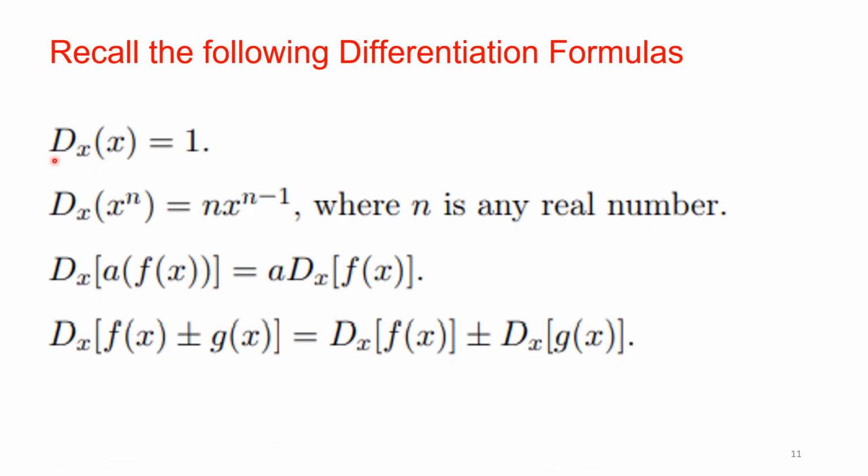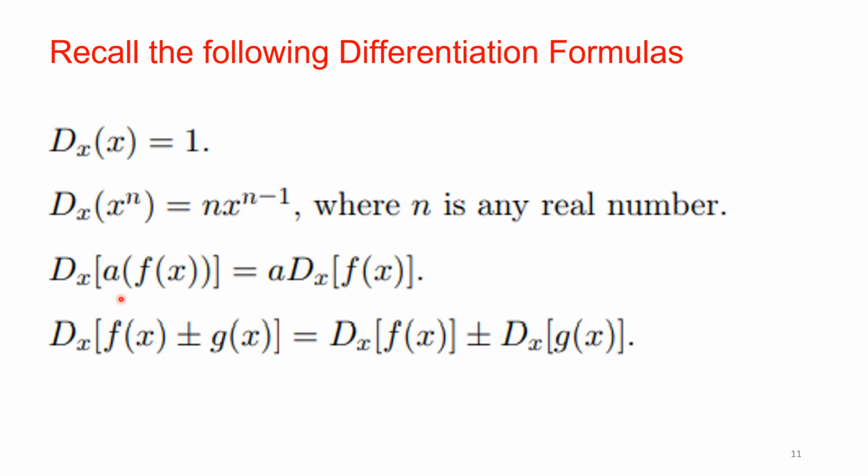The derivative of x is equal to 1. Derivative of x with respect to x equals 1. The derivative of x to the n with respect to x is n times x to the n minus 1, where n is any real number.